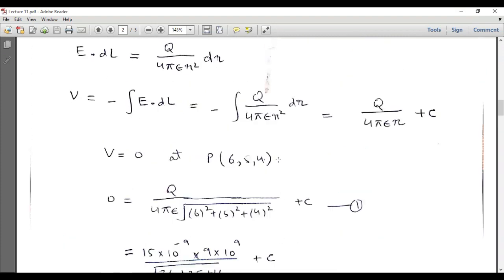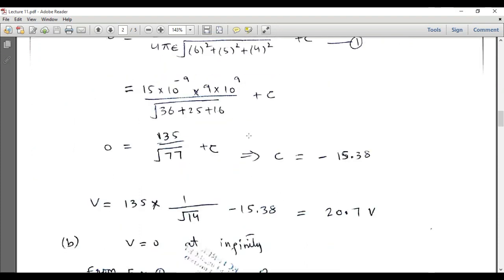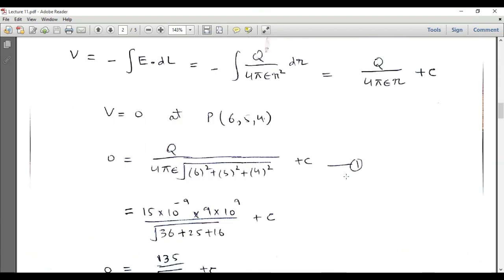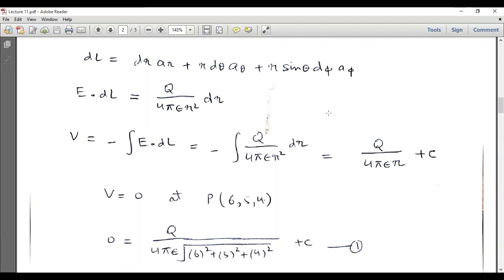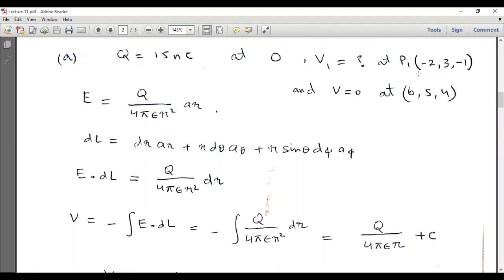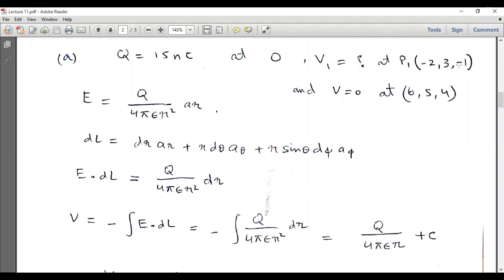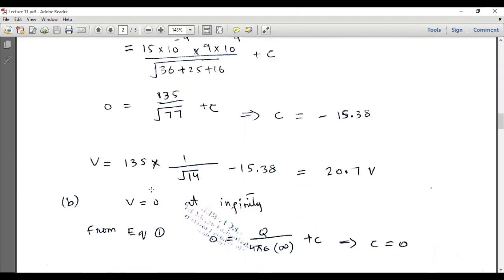Now we will put this value of C in this original expression to calculate V at the given point. So V will be equal to 135 into 1 by square root of 14, minus this value, is equal to 20.7. So this value has been substituted in this expression. R is also evaluated for this point, right? Minus 2, 3, minus 1. So R will be equal to square root of 2 square plus 3 square plus 1 square. So 2 square is equal to 4 plus 9 plus 1. So it is actually square root of 14. And this is the other expression. And the absolute potential is evaluated as 20.7 volts.